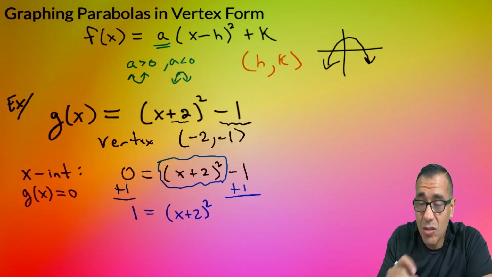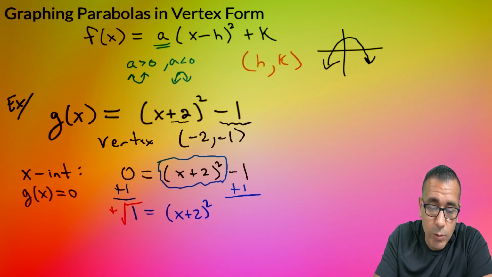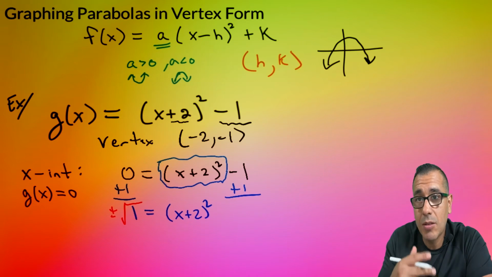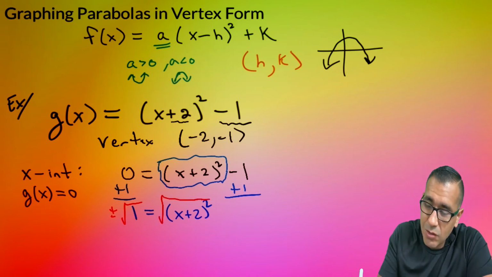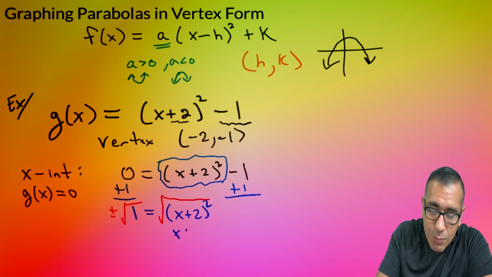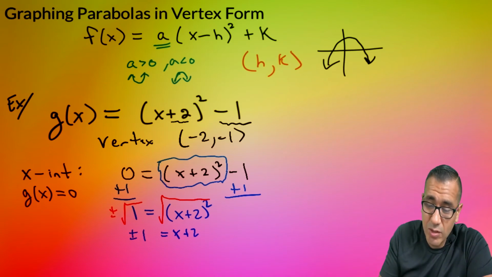Now I'm going to take the square root of both sides, right? Because I want to get rid of that square. So just remember, when you take that square root, you're going to end up with two answers, a plus and a minus. All right, so we take the square root of both sides. So we have x plus 2 equals plus or minus 1. So we're going to have two possible outcomes, two equations here.